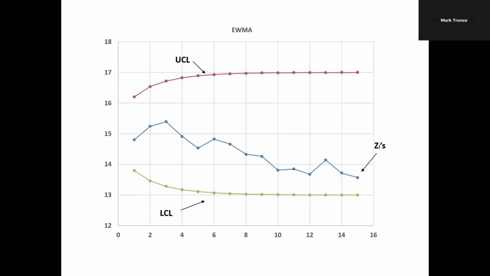And again, just like before, if any of those z values, the points in the middle, had gone either below the lower control limit or above the upper control limit, then our process would be considered out of control. It would indicate that we have a problem.